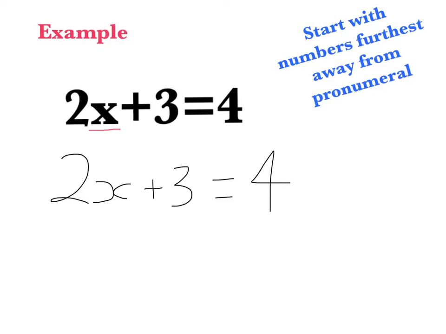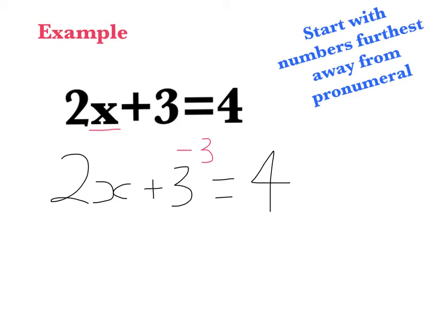First thing I'm going to do is take the 3 away from the 2x. So I'm going to take the 3 away there. Okay, so positive 3. Oh, sorry. I've written it above it. It doesn't matter if you write it above or below or next to. I just wrote it above because I didn't have any room.